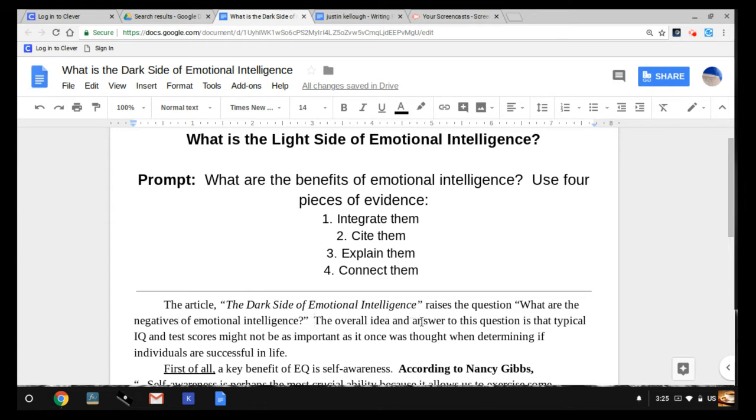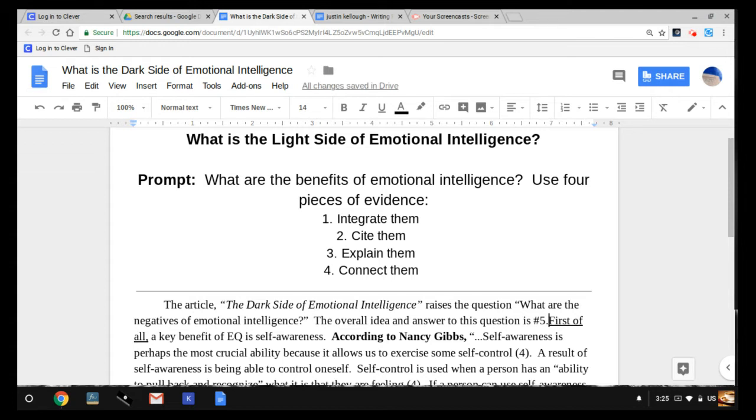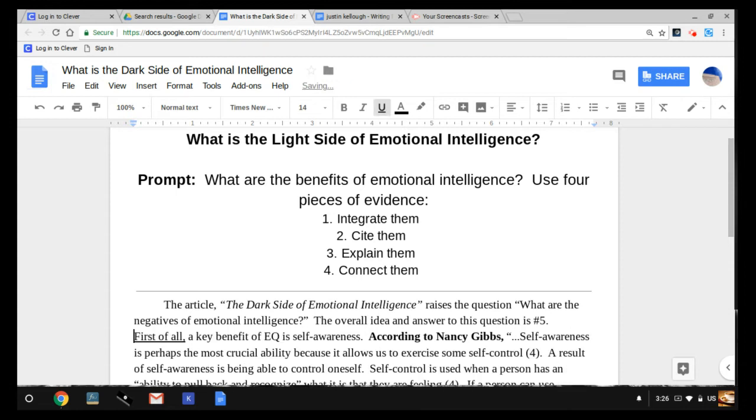Continue on. The overall idea and answer to this question is, this is where you have to do your first bit of reading work, which is, what is the overall answer to this question? In this case, you're going to need to look at paragraph 5. In paragraph 5, they give you the overall big harm, and the rest of the paragraphs give specific examples of that.